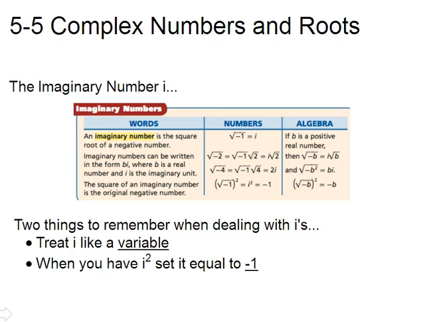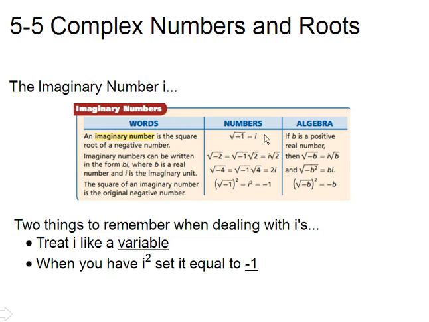I just wanted to go through Chapter 5, Section 5 with you a little bit and talk about complex numbers and roots. And really, when we talk about complex numbers, what we need to discuss is the imaginary number i. And the imaginary number i is defined as the square root of -1.